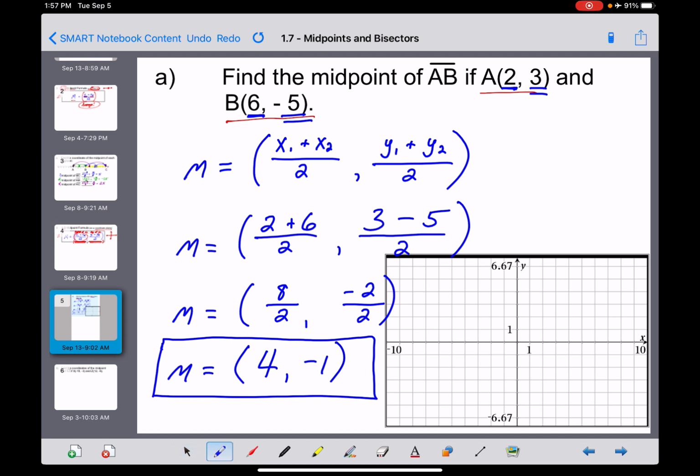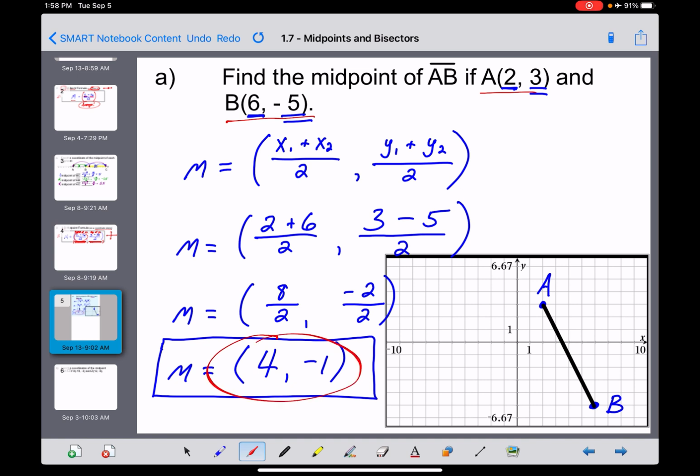Let's see. A was the point (2, 3). So from the origin, I go right 2, up 3, and here would be point A. B is at the ordered pair (6, -5). So from the origin, I go right 6 units: 1, 2, 3, 4, 5, 6. And then 5 units down: 1, 2, 3, 4, 5 gets me to point B, which is located right here. Now there is one and only one line segment that connects A and B, and it would look something like that. And now we think we've located the midpoint right here.